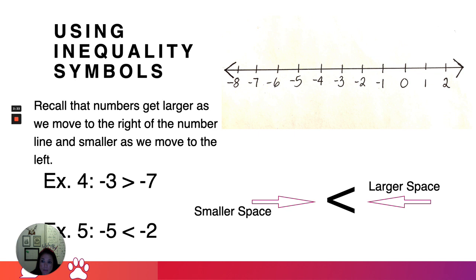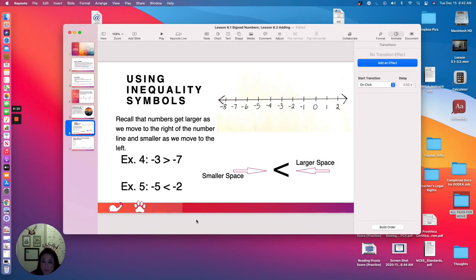Using inequality symbols. Look to the far right on the screen at the inequality symbol, which is the less than symbol. If you were to use this symbol, the smaller space at the far end of it means that the smaller number will go to the left. And on the other side is the larger space, and it is going to face the number that is larger. So recall that numbers get larger as we move to the right of the number line and smaller as we move to the left. So let's look at an example here.